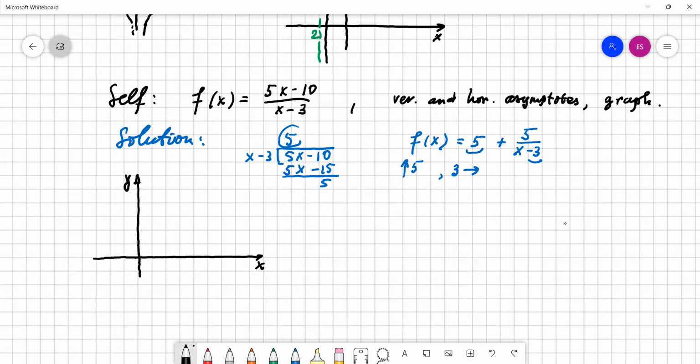So 5 units up, 1, 2. Guys, I'm going to actually use smaller units. Otherwise, 5 is going to be almost here. 1, 2, 3, 4, 5. Okay, let's do it here. That's my 5. My horizontal asymptote moves 5 units up. My vertical asymptote will move 3 units to the right. 1, 2, 3. This is 3. This is 5. I'm going to write down from my picture that x equals 3 is the vertical asymptote and y equals 5 is the horizontal asymptote.